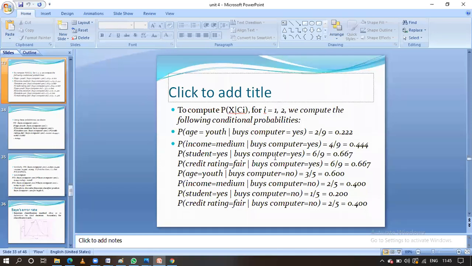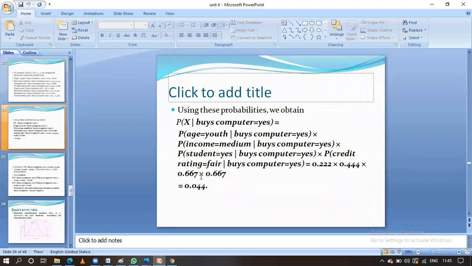Likewise, we have to calculate these for buying a computer equal to no also. For that, the denominator is 5, guys. Finally, we have to calculate the probability of X given buying a computer equal to yes. We have to multiply all the things: age equal to youth, likewise income, student, all of them. The value we got is 0.044. Finally, this value we have to multiply with the probability of buying a computer equal to yes.